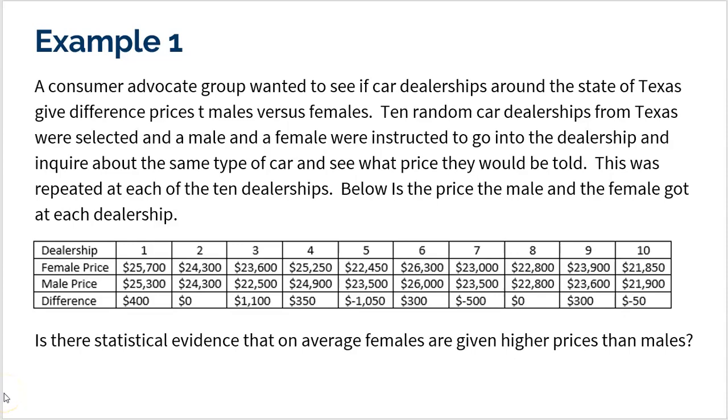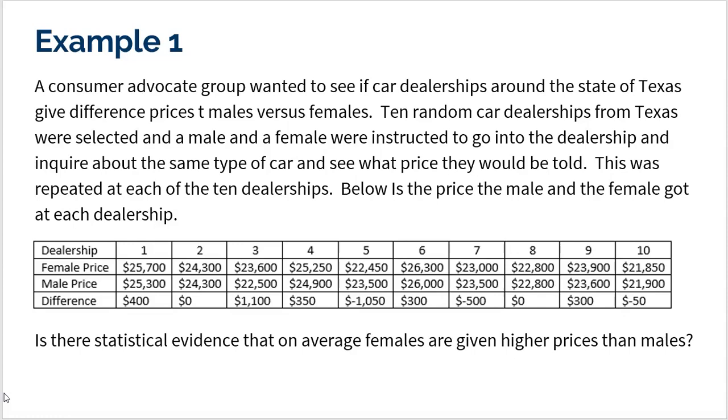Okay, so what I actually did for you in this chart is I actually found those differences for you. I'll be honest, that's not always done for you, okay? Sometimes you have to find those differences on your own, and it's just as simple as taking the female price minus the male price. So for example, dealership 1, the female was charged $400 more. Dealership 2 was a tie. Dealership 2 was very fair.